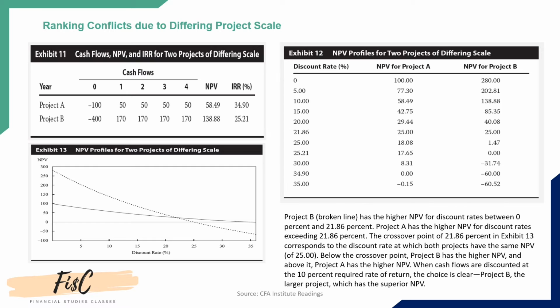So you can see here that before 21.86%, project B has higher NPV, whereas after that project A surpasses it in NPV. So in this case you again have to decide using the discount rate method. You don't go for IRR. So clearly we can see that NPV is a better criterion to select a project than IRR.